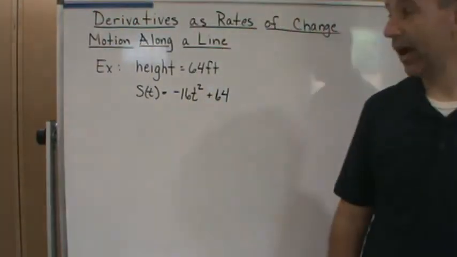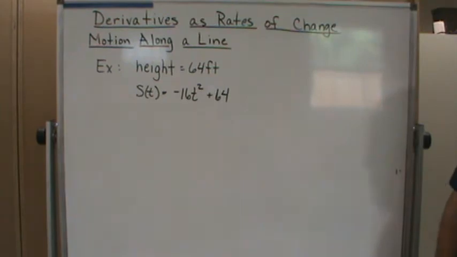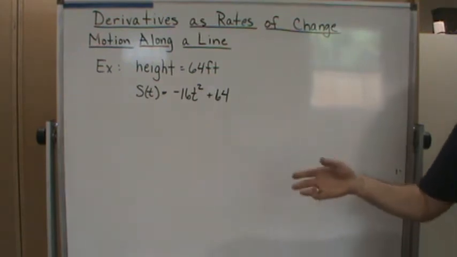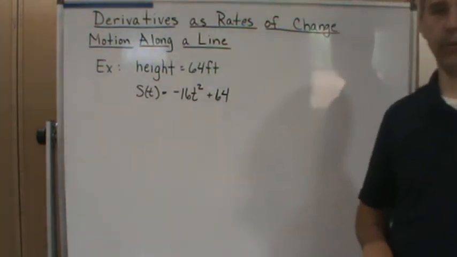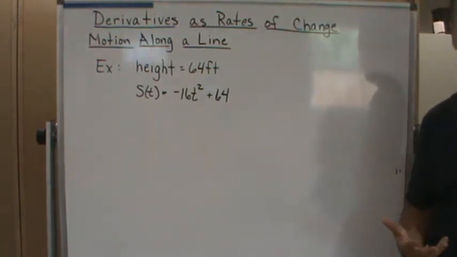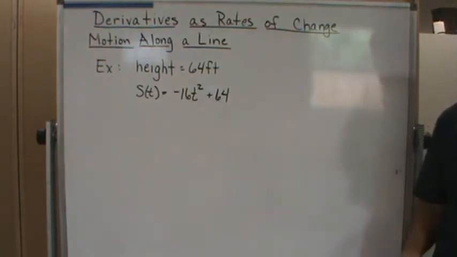Okay, so welcome back. Now, we're going to do some examples. The first example we're going to do is regarding dropping an object from a particular height and then answering some questions based on the position function given.